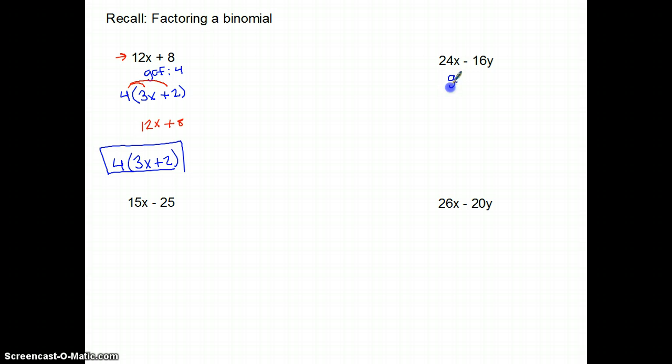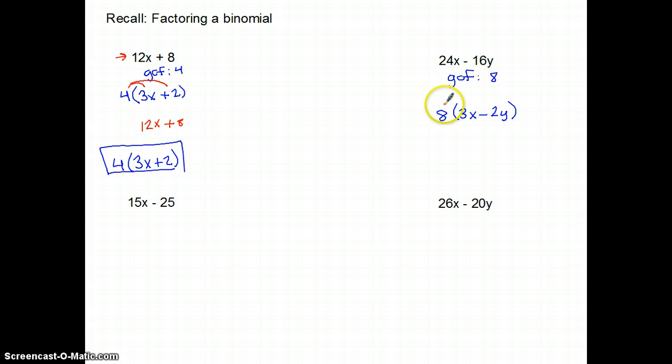Here I'm going to factor out my greatest common factor of positive 8. So 8 is on the outside of parentheses. Taking an 8 out of 24x, I end up with 3x. And factoring 8 out of negative 16y, I have minus 2y. Again, we know that we took out the greatest common factor correctly when there is nothing left in common between the two terms in parentheses.